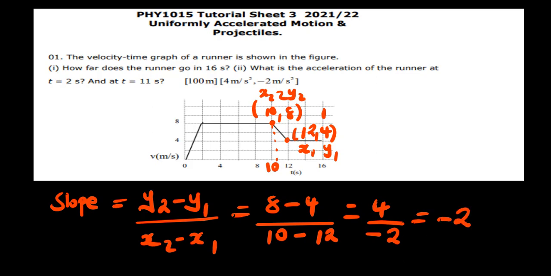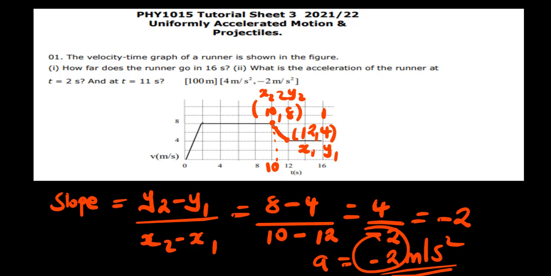Now that will be the gradient at that point, and the gradient at that point just depicts your acceleration at that point. So your gradient is equal to acceleration, so therefore the acceleration will just be negative 2 meters per second squared. So what this means is that as this car is slowing down, it is decelerating. That's what the negative symbol is. Okay, it is decelerating. So that's how we find question 1.